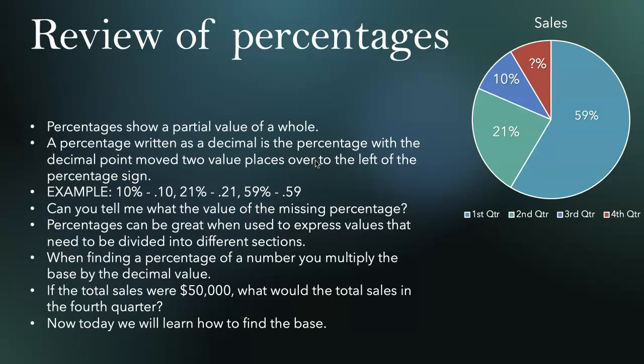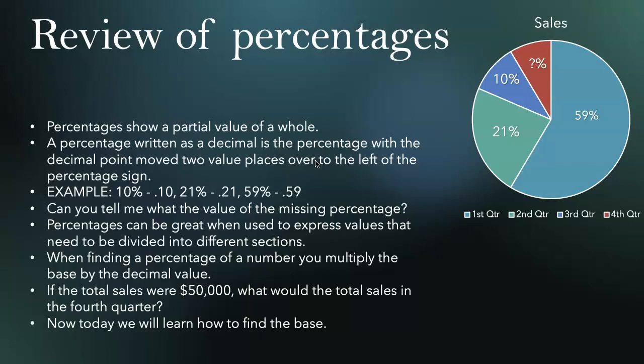Percentages can be great when used to express values that need to be divided into different sections. When finding a percentage of a number, you multiply the base by the decimal value. If the total sales were $50,000, what would be the total sales for just the fourth quarter? We would take 50,000 and multiply it by 10% in its decimal form, which would be 0.1. Class, if your answer was $5,000, you would be correct.